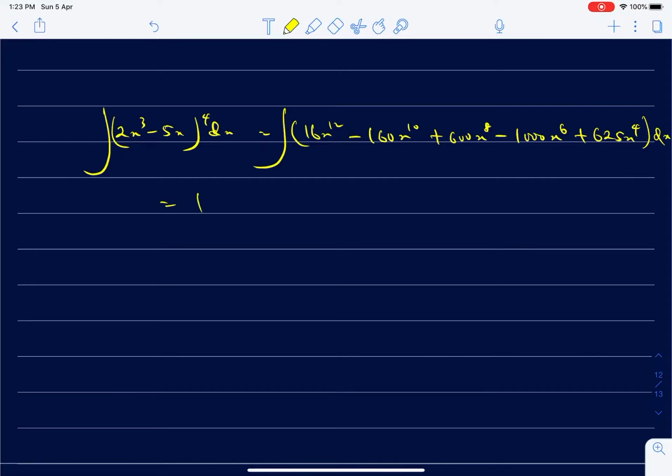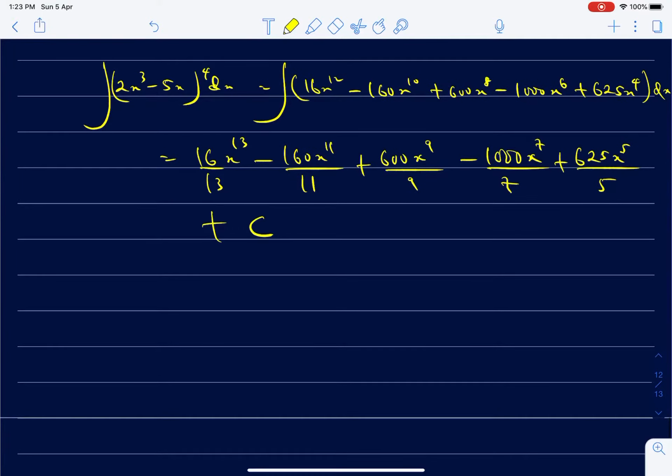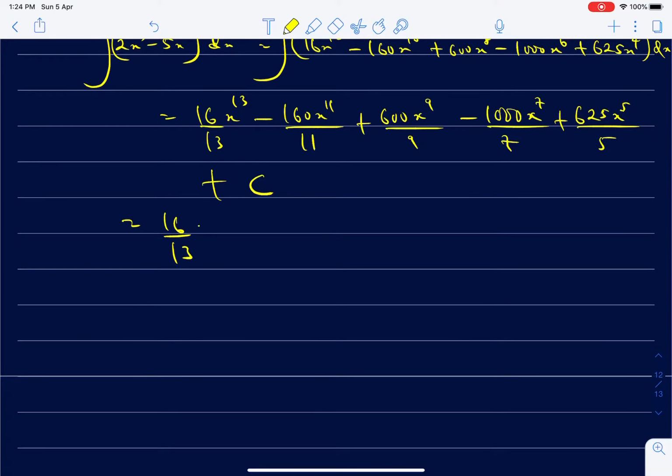And when we integrate, we have 16x raised to the power 13 over 13 minus 160x to the power 11 over 11 plus 600x to the power 9 over 9 minus 1000x raised to the power 7 over 7 plus 625x raised to the power 5 over 5 plus a constant of integration c, and that's the same as 16 over 13 x raised to the power 13 minus 160 over 11 x raised to the power 11 plus 600 over 9 x raised to the power 9 minus 1000 over 7 x raised to the power 7 plus 125 x raised to the power 5 plus c.